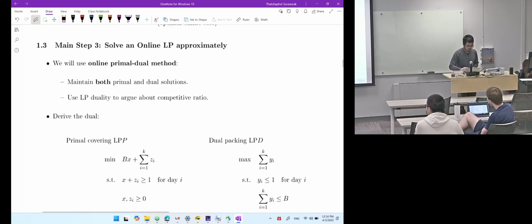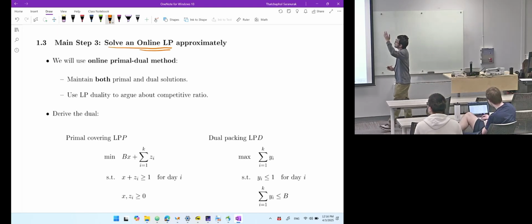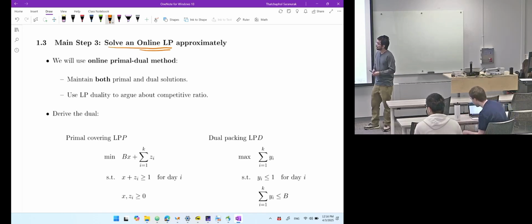Okay. So we need to solve the online LP, right? Previously, in the offline setting, if you want to solve an LP, you just call some black box and solve it and get an optimal fractional solution. Now it's online, so there is no black box that you can just use. And we're just going to derive our own algorithm, okay?